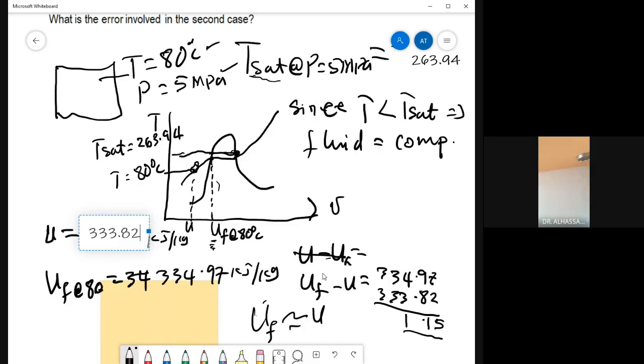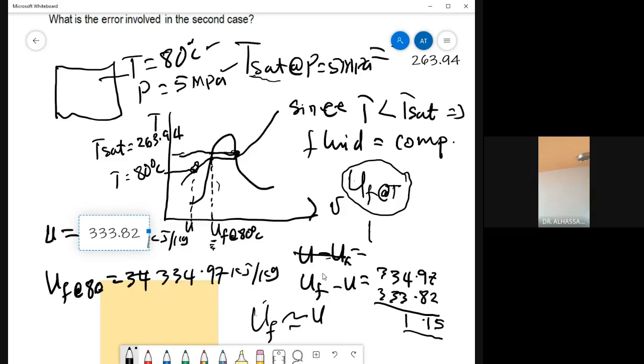So in future, if you want to solve any question involving either refrigerant or water, and you have the fluid in the compressed liquid state, immediately go to the property table and find the property of the fluid at the saturated liquid state. But be careful over here. We found UF at the given temperature, not at a given pressure. If you find UF at a given pressure, the difference is going to be very big, and there will be error in your solution. You understand me? So we always refer to UF at a given temperature, not at a given pressure.